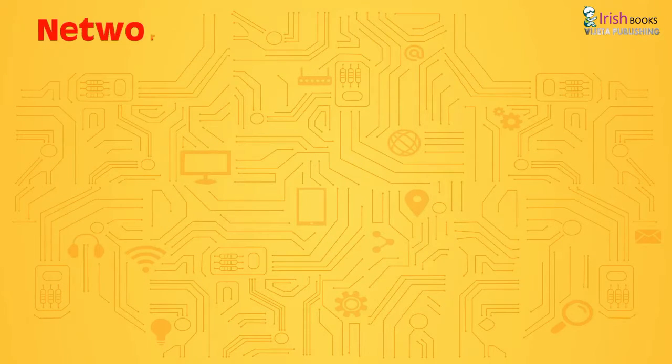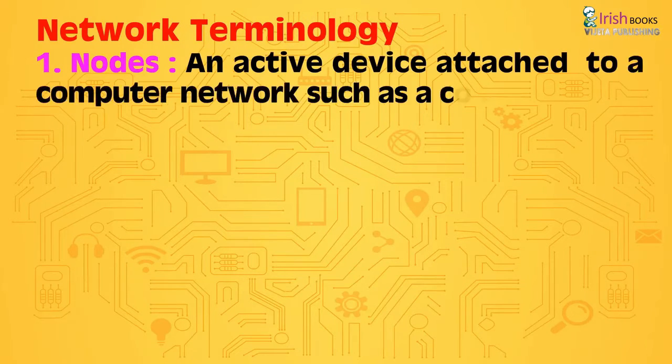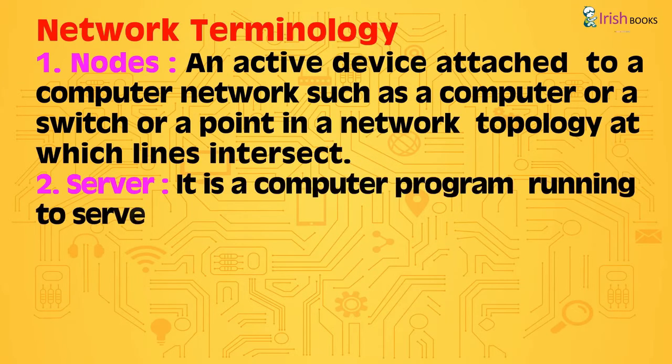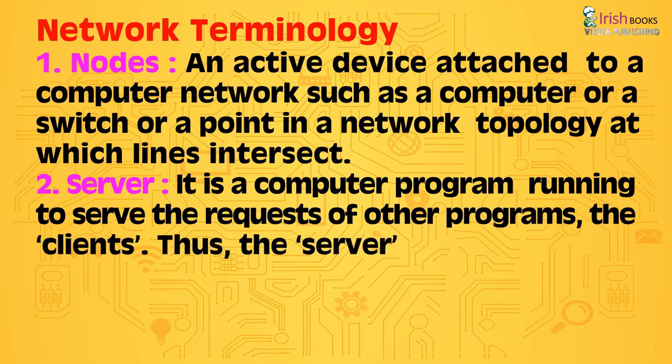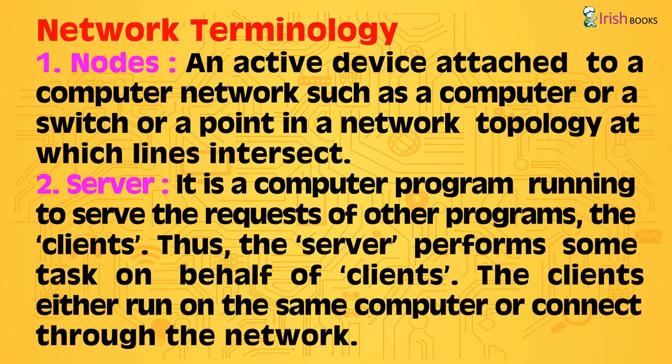Network terminology. Nodes: an active device attached to a computer network, such as a computer or a switch, or a point in a network topology at which lines intersect. Server: it is a computer program running to serve the requests of other programs. The client: the server performs some task on behalf of clients. The clients either run on the same computer or connect through the network.